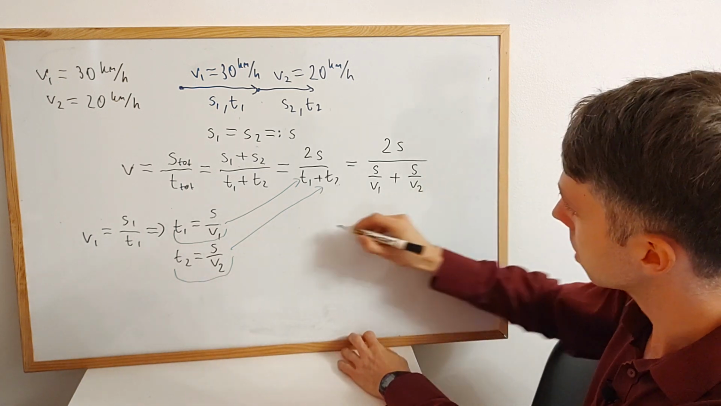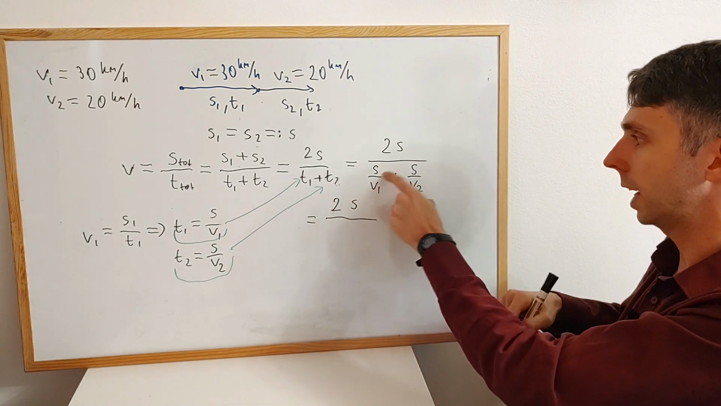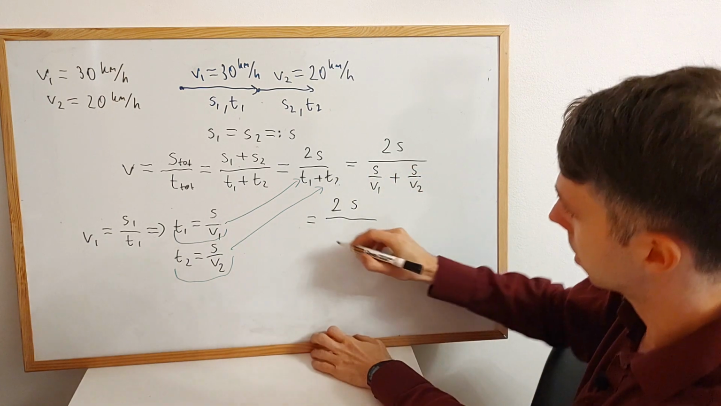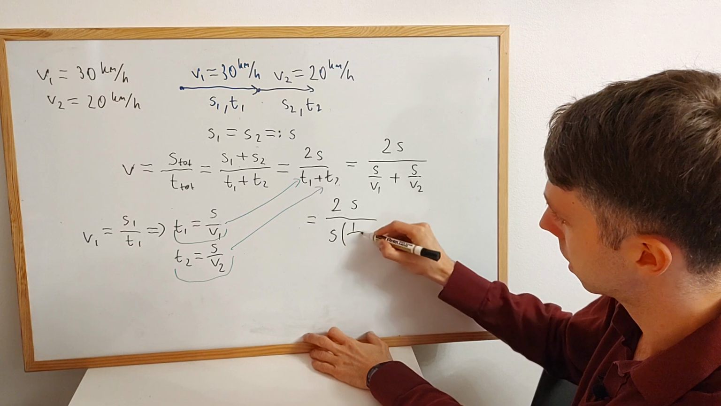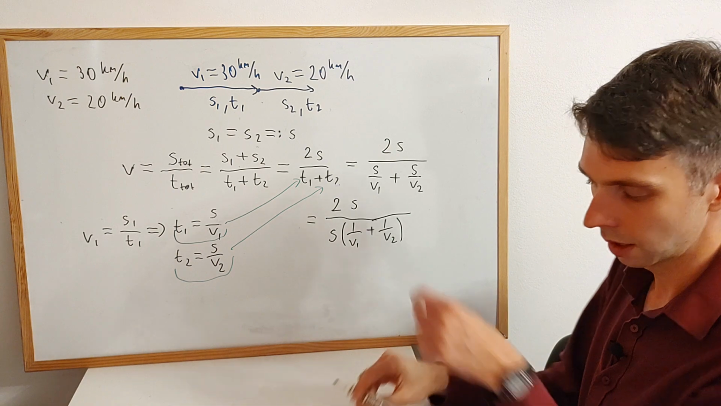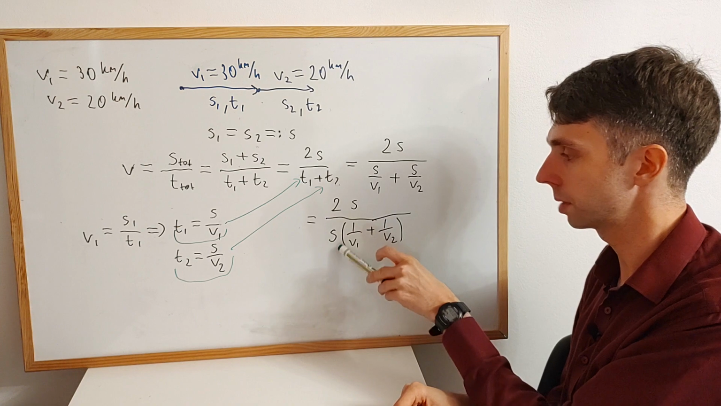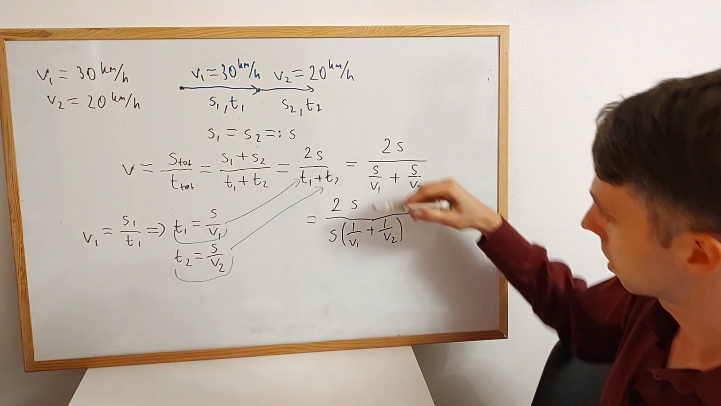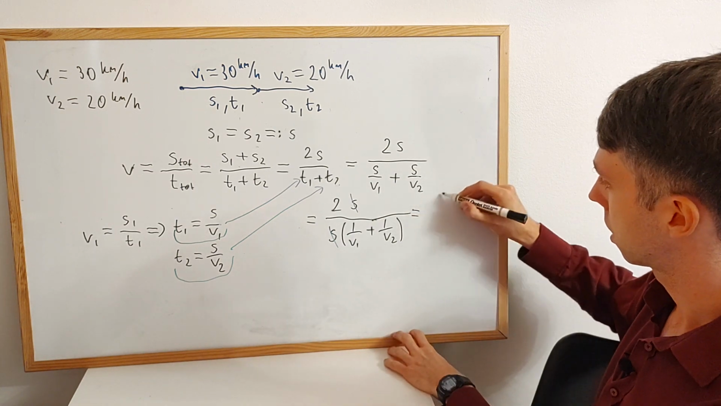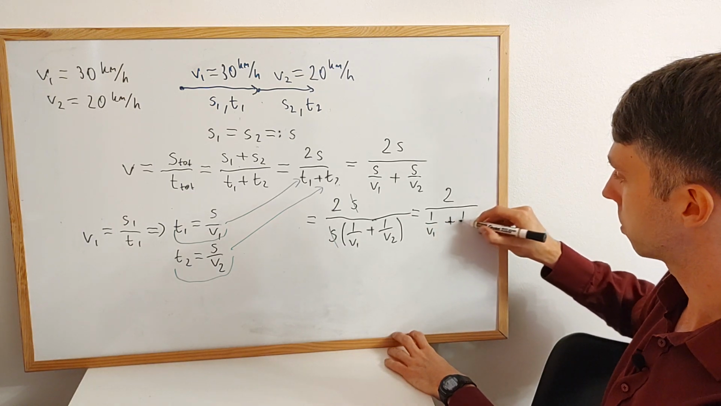So look what we have. We have 2s, and here you have s, and here also you have s. So you have a common factor, and here is 1 over v1 plus 1 over v2. Okay, now look, here is just multiplication, and here is multiplication by this bracket. So s cancels out, and what do you get? You get 2 over 1 over v1 plus 1 over v2.